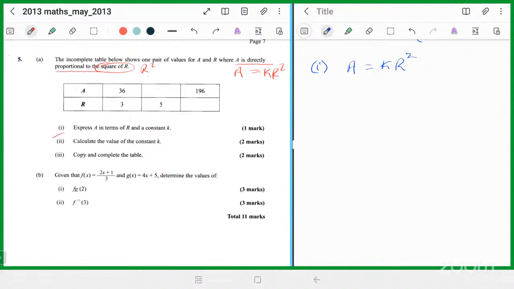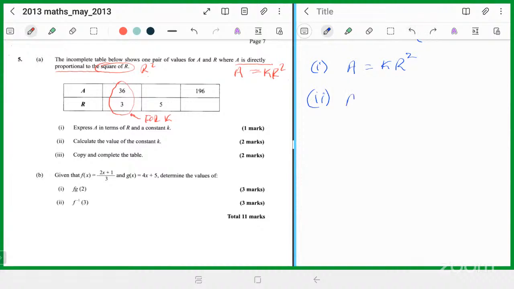If it says you're calculating the value of k, now you must have seen a number of variation questions. This one is asking for k. I told you, some will ask you for k, some will not. You always use a known pair of values to find k. It's important to use that known pair of values to find k.